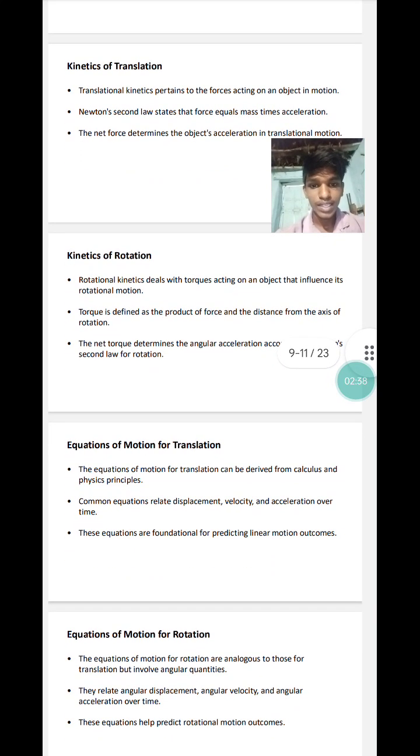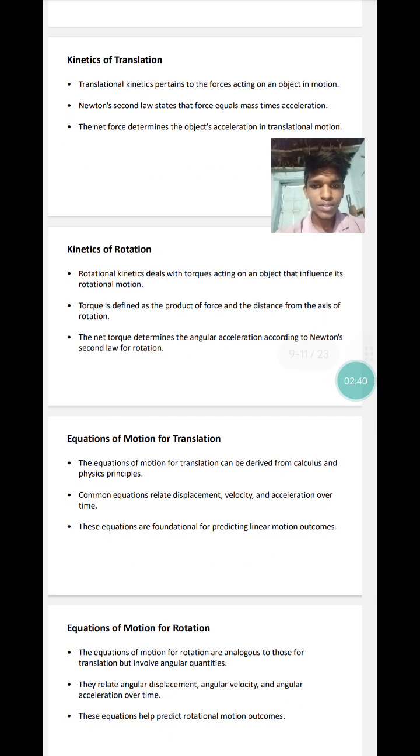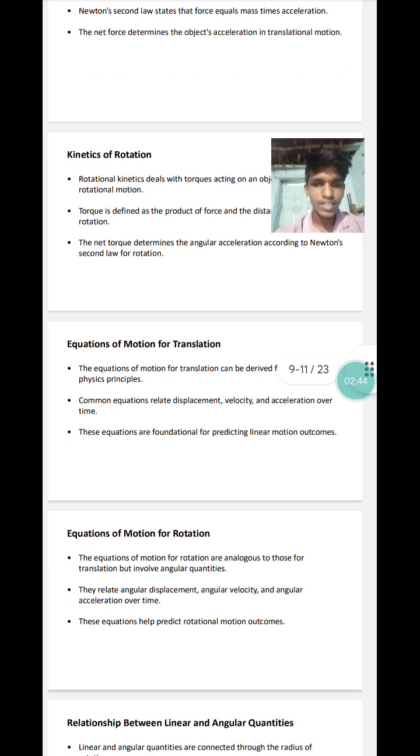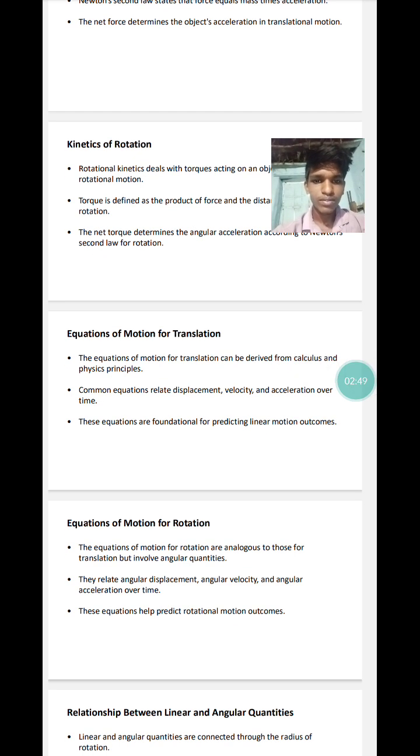Equations of motion of translation. The equations of motion of translation can be derived from calculus and physics principles. Common equations relate displacement, velocity, and acceleration over time. These equations are foundational for predicting linear motion outcomes.